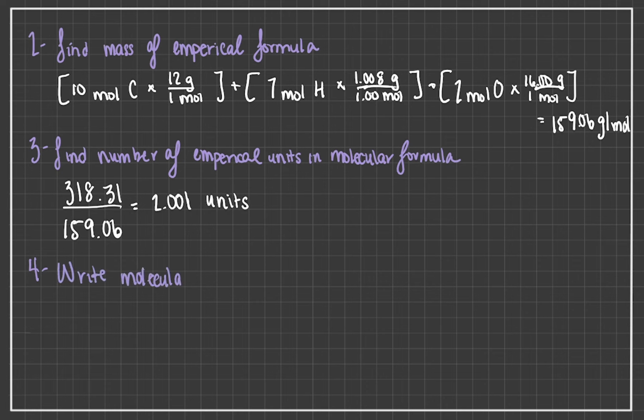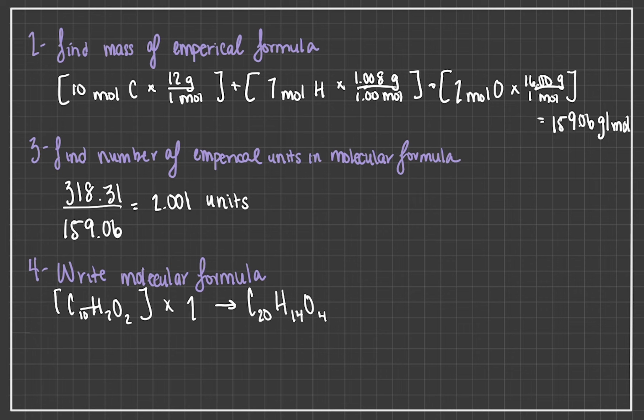And with that, you can write the molecular formula. So that would be the empirical formula multiplied by 2. So we see that the final molecular formula is going to be C20H14O4. Sometimes you might be given the formula and you might be asked, what is the percent composition of each?